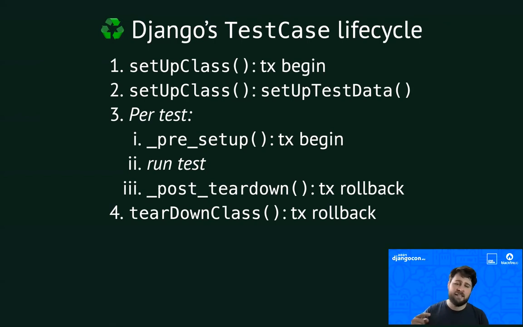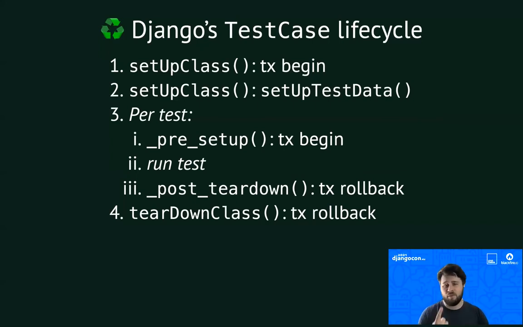Once all the tests in a test case are done, teardown class goes and rolls back the per class level transaction. So we have two places we could go and create data. We could create data during the setup class phase, which is what setUpTestData is for. And you can see that this will get written once and then roll back only after the test case is done. Or we could do it inside the setup phase, in which case you'll see this will get written and then roll back on a per test basis.